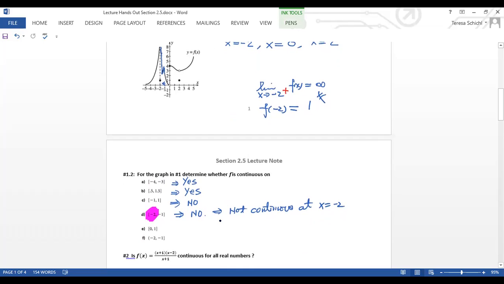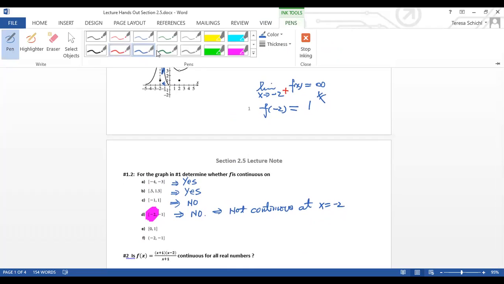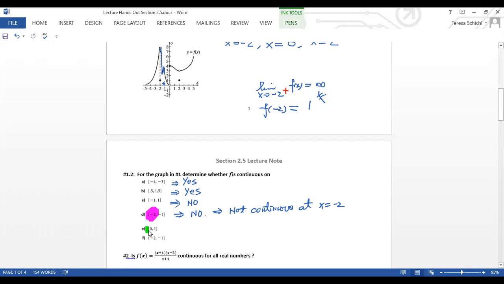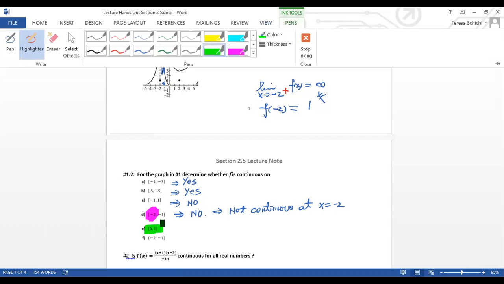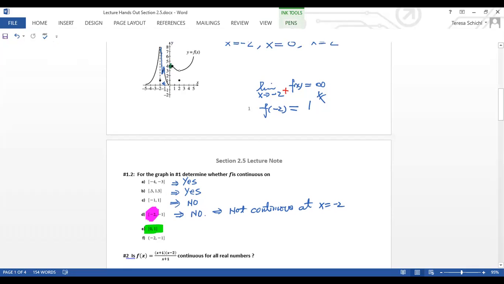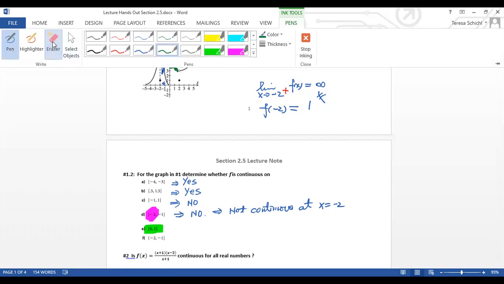Now let's take a look at 0, 1. This one is very interesting also. It's a closed interval, 0, 1 here. So let's take a look. 0, 1 is from here to here, so the 0 and the 1. Okay, I'm sorry, I drew too much here.